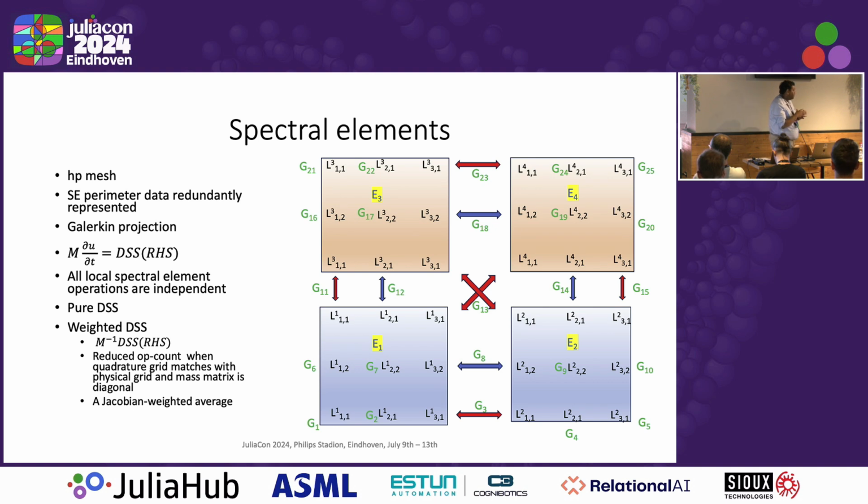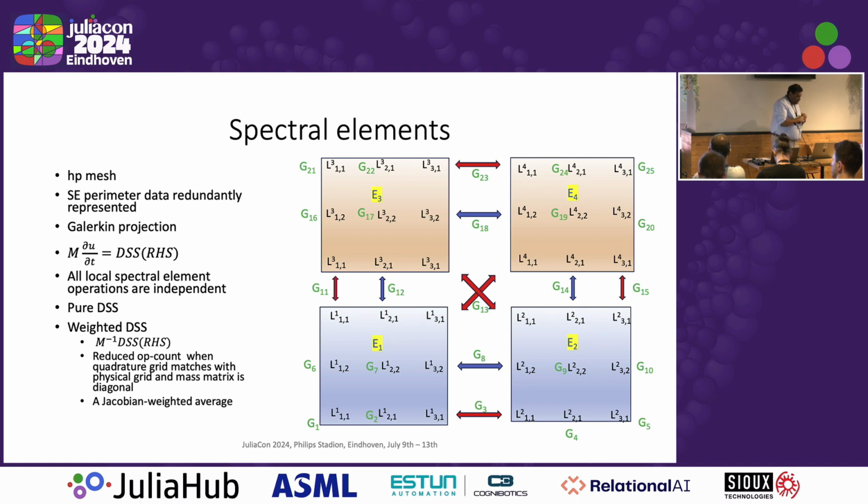So we have this pure direct DSS, the normal DSS, where we just add up. So in the picture, you can see the local degree of freedom numbering for each of the local spectral elements, and the corresponding global numbering in green, which needs to be the same at the end of each step of the simulation, because this is a C0 continuous approximation.